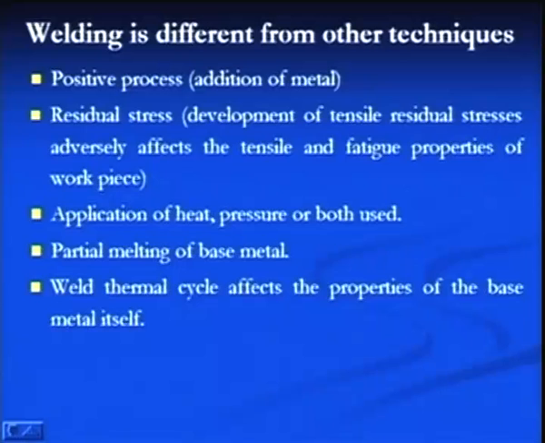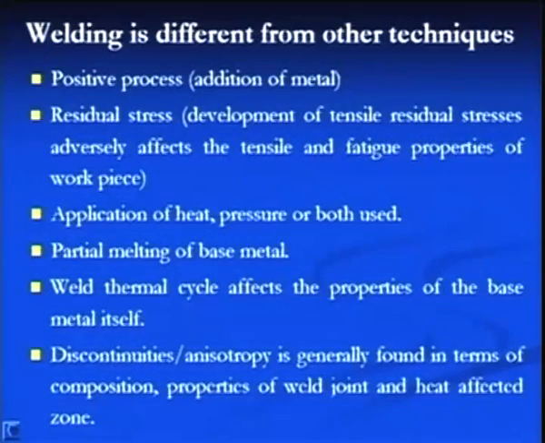The weld thermal cycle, which is encountered by the base metal during the welding, is known to affect the base metal properties. Particularly, the region which is affected due to the weld thermal cycle is known as the heat affected zone, and that many times leads to the softening or hardening of the heat affected zone. So, that is why efforts are always made to reduce the effect of weld thermal cycle.